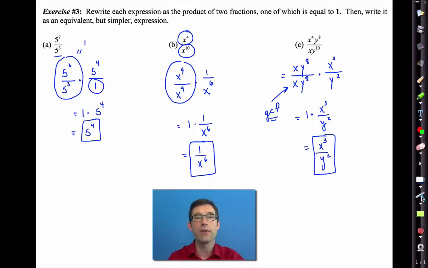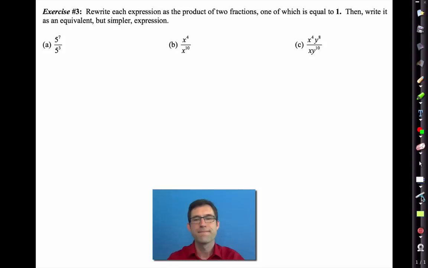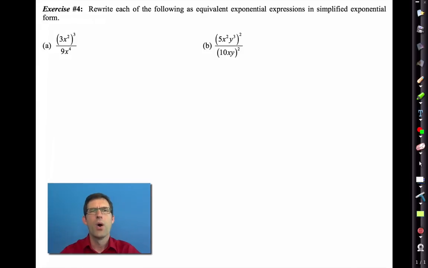So pause the video now and write down whatever you need to. All right, let's keep solving problems. Next page. Holy cow! Rewrite each of the following as equivalent exponential expressions in simplified exponential form. Wow, this is crazy. But let's do it. Let's jump right in.